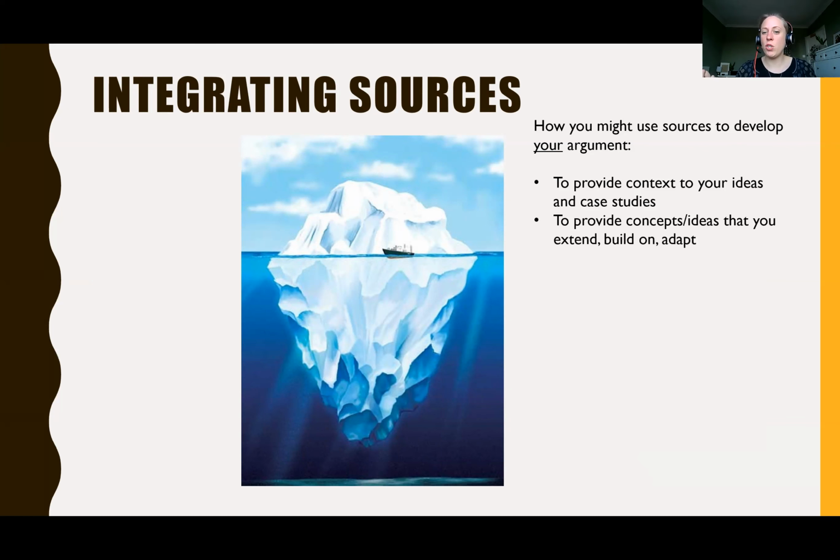You might use secondary sources to provide concepts or ideas that you maybe extend, build on, or adapt. So this is where you're saying, this is an idea that's super useful. However, it's written for this particular time and place. What happens if I extend that, or if I slightly change it and I build further on it to make it fit my new context? So that is where you're doing the work of the path of the subject that Jameson talks about and that we started off with today.